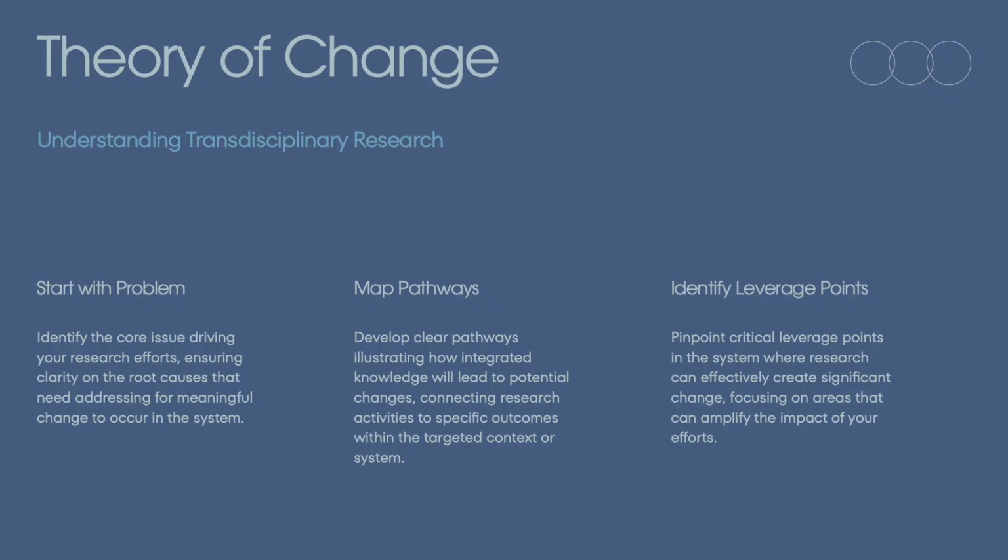A theory of change forces you to be explicit about what you think will happen and why. In transdisciplinary research, you often have multiple theories of change operating simultaneously. Start by naming the problem. What system or issue prompted this research? What's your root cause theory? Then, map pathways. How will integrated knowledge lead to change?